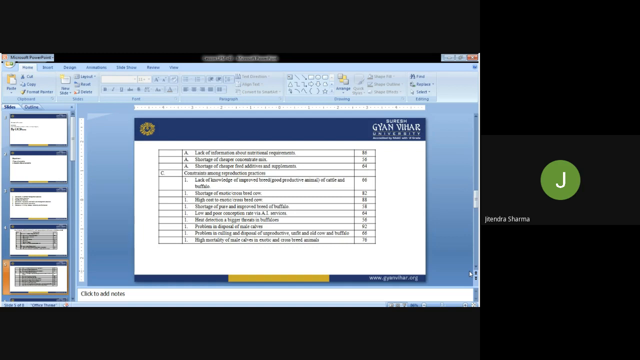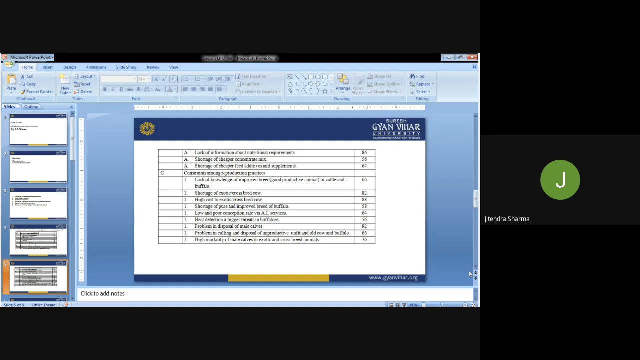Problem in disposal of male cows. Yes, this is a very, very big issue. 92% of dairy owners told very clearly that because of religious and social reasons, they are not able to sell these male cows. So they are sending them to the nearby Gaushala governed by the government. But they are not able to use them in their agricultural practices because nowadays most of the work in agriculture is mechanized, so the use of these bullocks or males has almost become an outdated practice. So they have a big issue of disposal of these male cows.